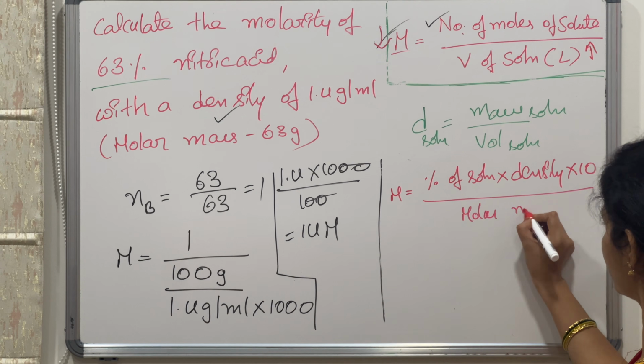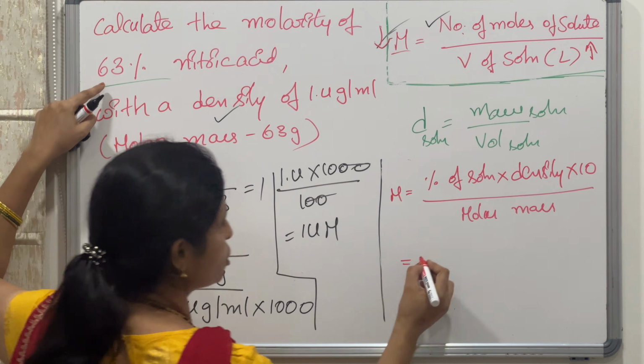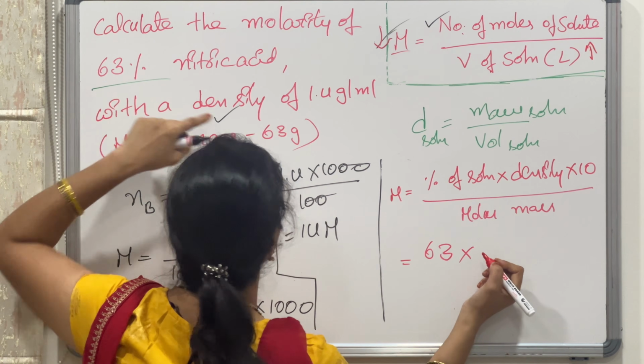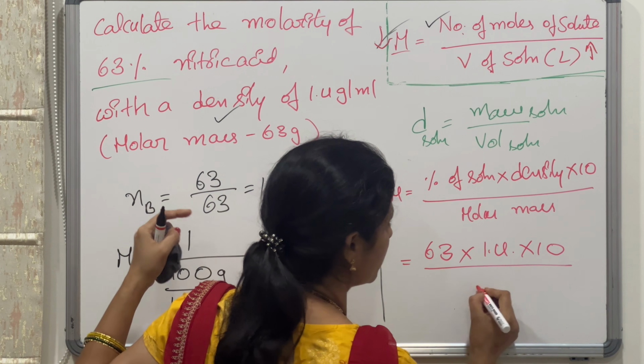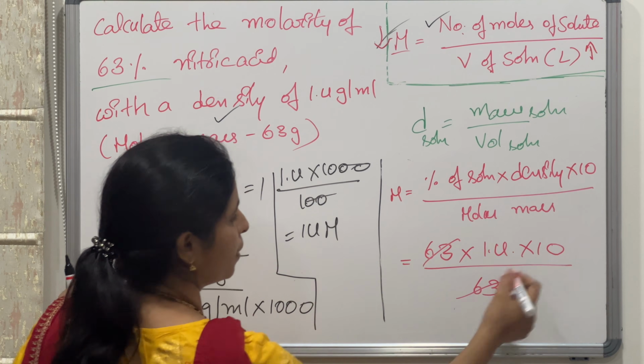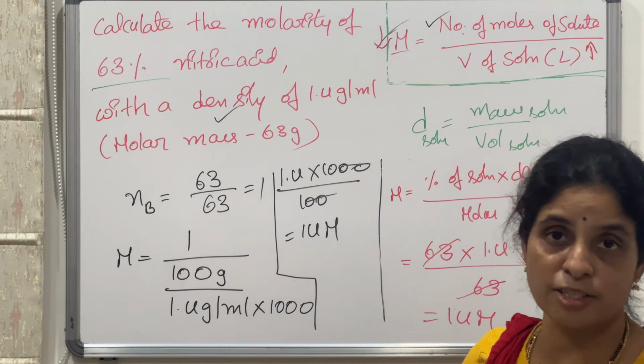You substitute the question in the formula. Percentage of the solution is 63. What is the density? 1.4, into 10, divided by what is the molar mass? 63. 1.4 into 10, it is 14 molar. Simply in under 5 seconds you can solve this problem.